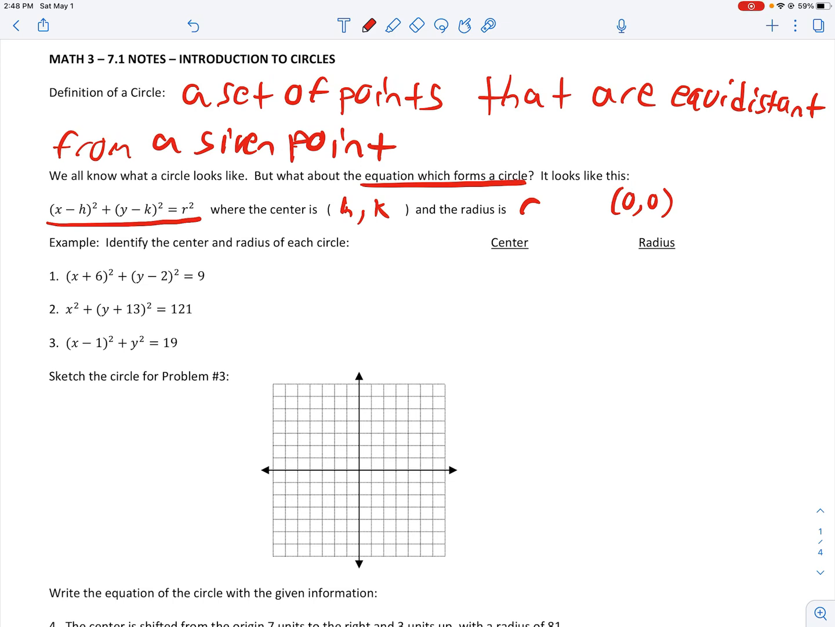So identify the center and the radius of the circle. Your center would be (h, k). Notice, if you look at the signs, it's minus h and minus k, and our center is h and k. So our center is going to be the opposite signs of the numbers given to us in the equation. For example, number 1, the center would be (negative 6, 2), because you have positive 6, so it's opposite and opposite. The radius would be the square root of 9, which is 3, because the equation has the radius as r squared. It gives you r squared. We want r. That's the radius.